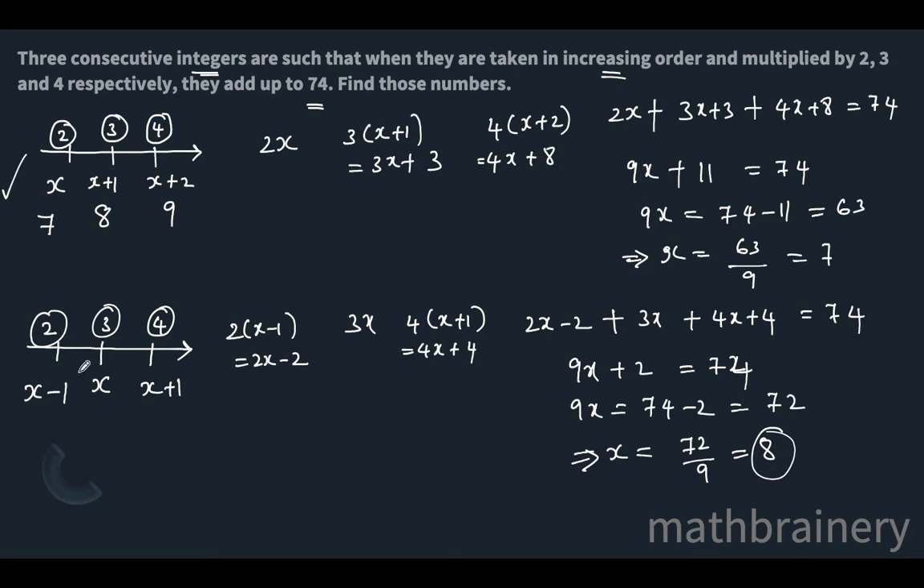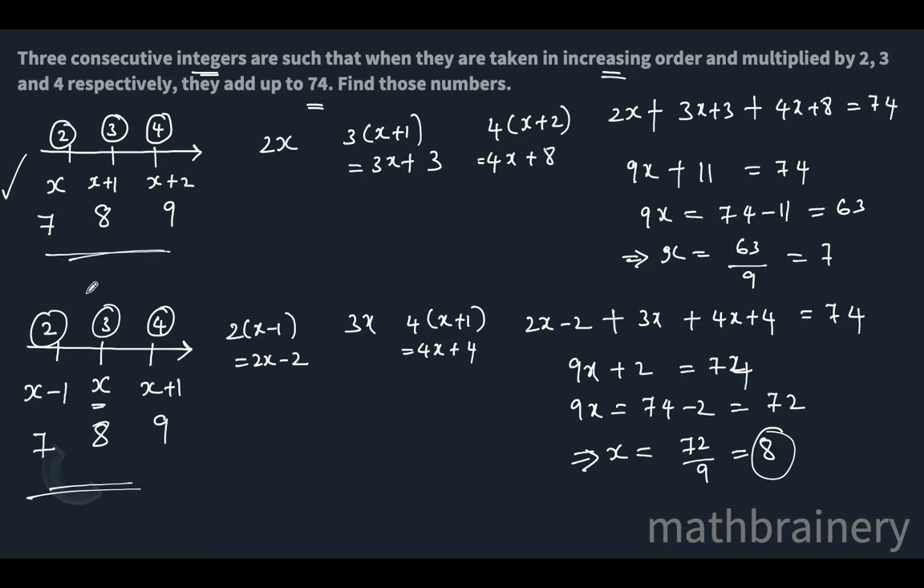That means this value, that is this x here, is 8. Then what should be x minus 1? It must be 7. And what should be x plus 1? It must be 8 plus 1, which is 9. You get the same numbers 7, 8 and 9. You see? You can solve one problem in different ways.